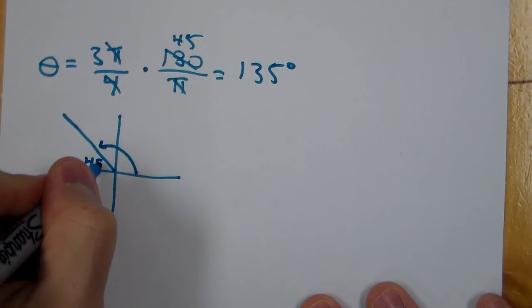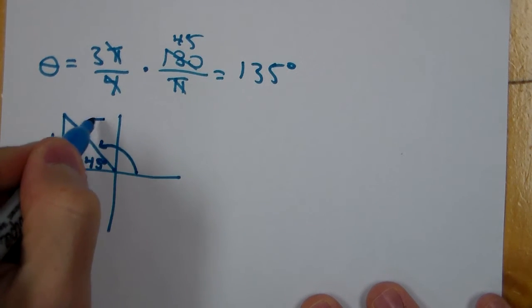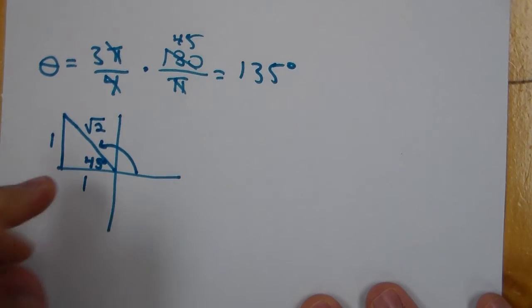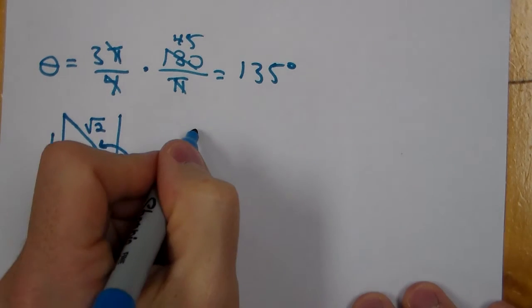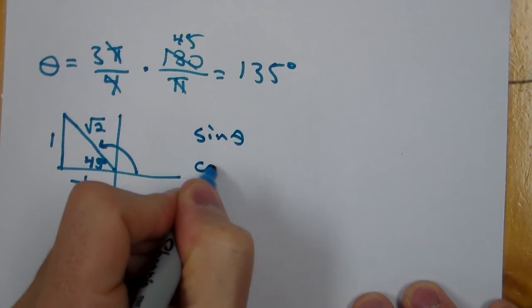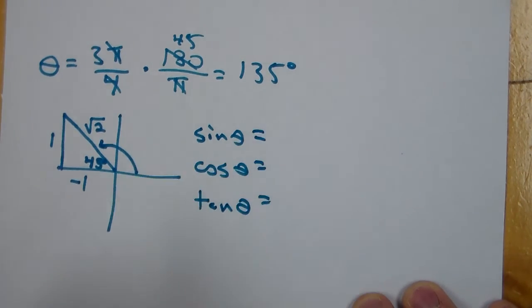135 degrees leaves us a reference angle of 45 degrees, and this will then be a 45, 45, 90. The relationship we know there is 1, 1, and root 2, with the x value being negative. So sine theta, cosine theta, and tangent theta come out to be this.